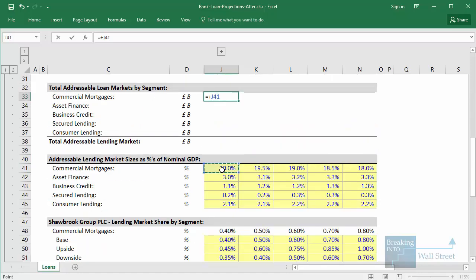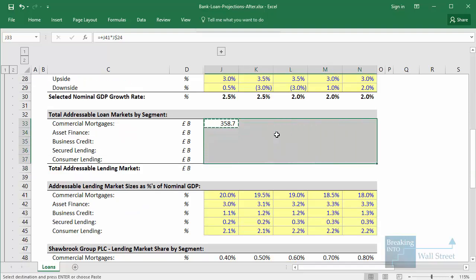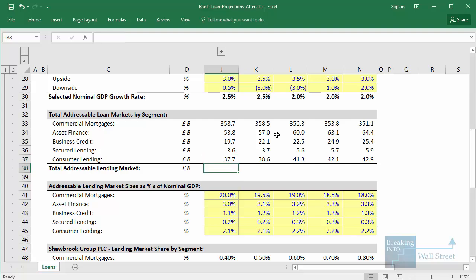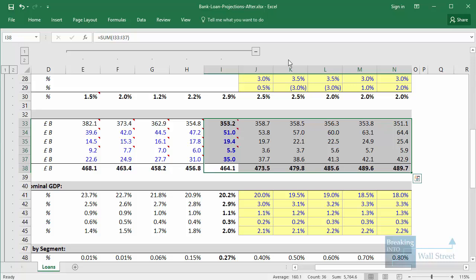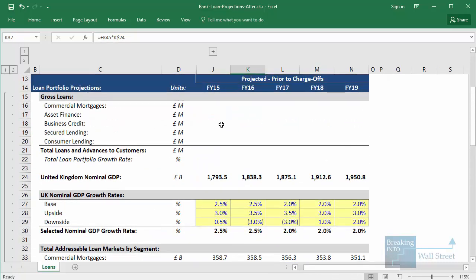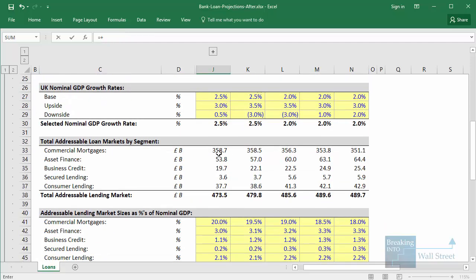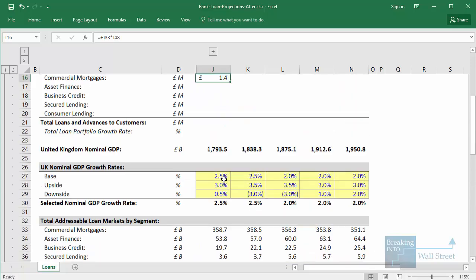So we'll take the percentages down here and then we'll multiply by the UK GDP and anchor the row part of that so it doesn't shift around. We'll copy this around and then sum up all these numbers. And we can see the progression here up to a slightly higher total addressable market size. And then once we have that, we can go up here and for each of these, we can take the total addressable loan market and then multiply by Shawbrook's market share down here.